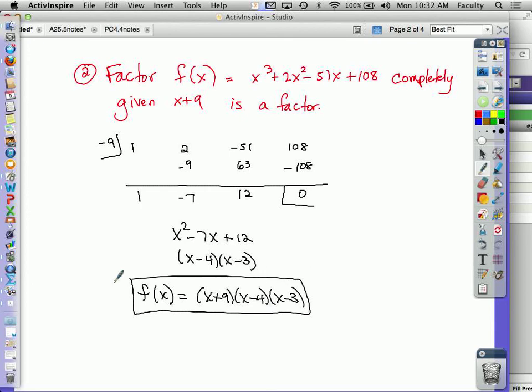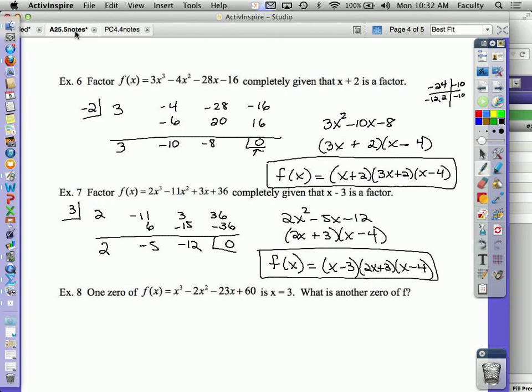Alright, did you get f of x equals x plus 9 times x minus 4 times x minus 3? Did you also notice that even though I had this minus 51 and 108, it wasn't horrible? Like, I know that sometimes students will overreact and say, oh, there's big numbers, I can't do that. You know, these really were not horrible for you to do. Okay, then back to the notes.